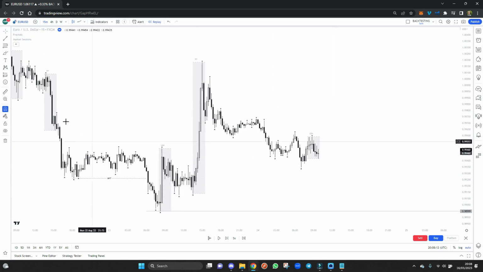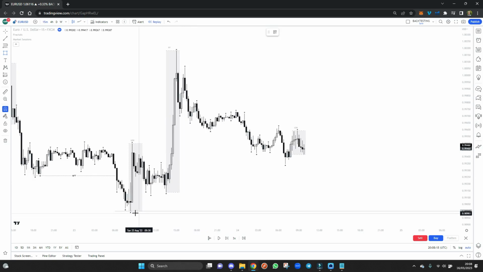So we know our bias from the 4-hour now. Let's look at the 15-minute fractals and see what's going on. So we can see this is a swing low here and that's a swing high denoted by the fractals. We do not breach this low, however we do breach the high. And we do it with quite some aggression.